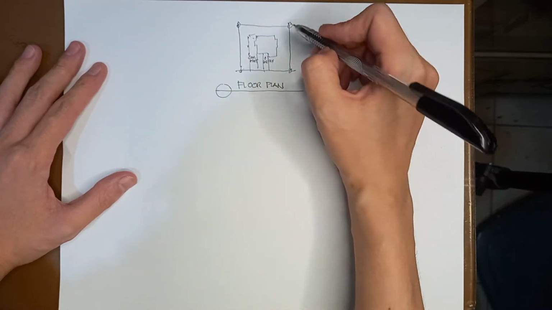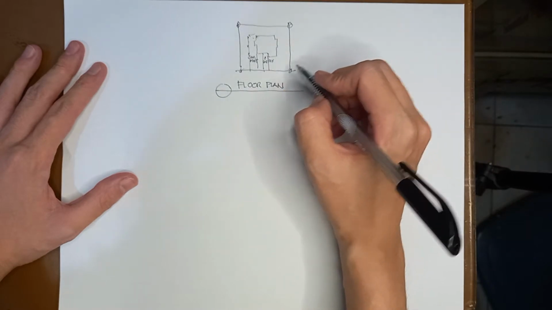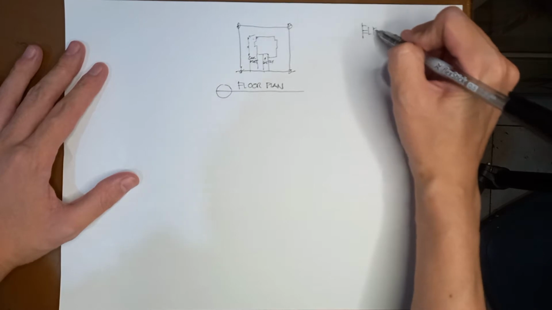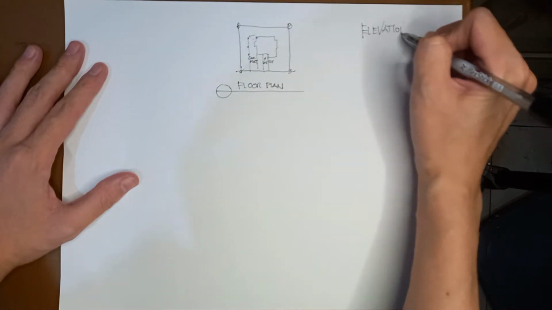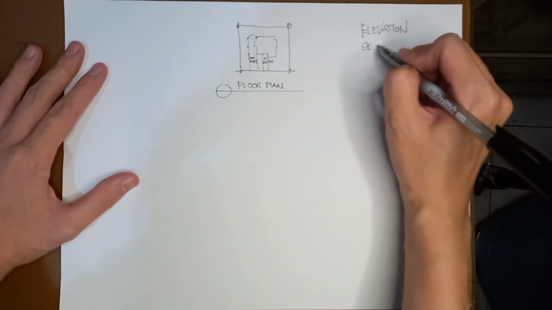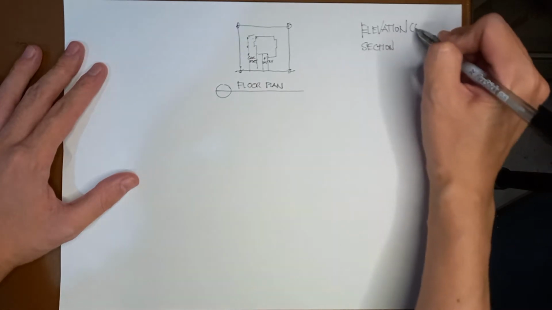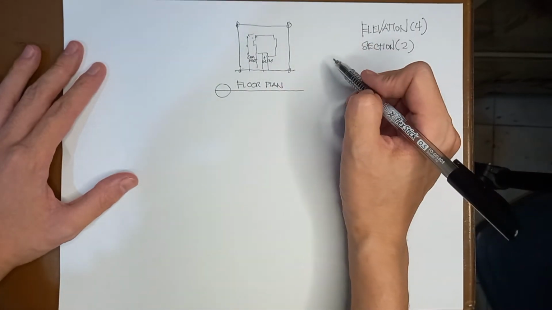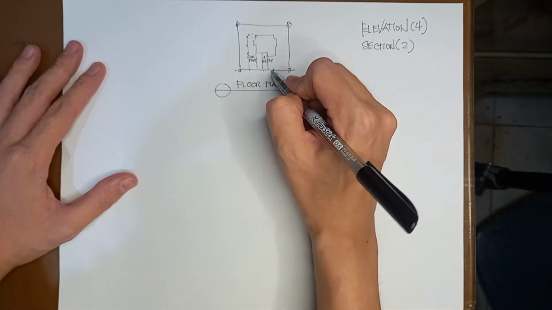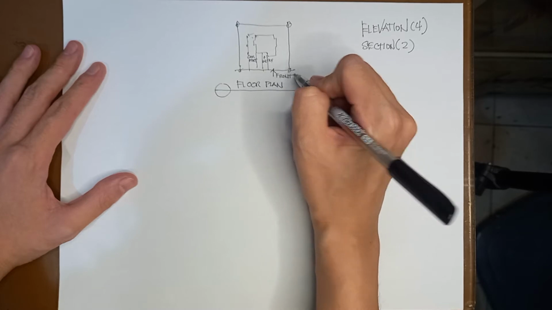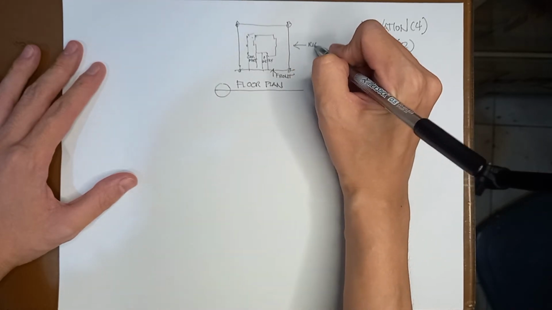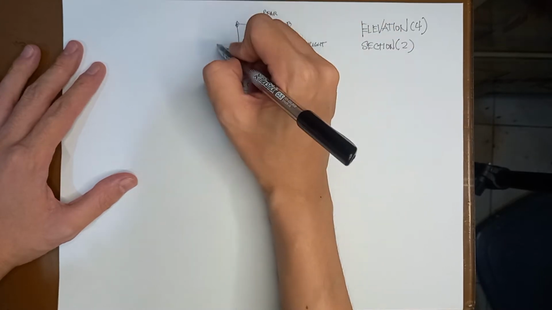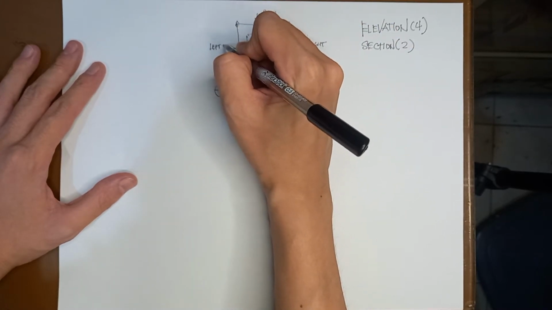Then after that, your goal is to do an elevation and a section. Okay, so we will do 4 and 2. So where is your front? This is the front, the view there. This is your right elevation. This is your rear elevation. This is your left elevation.